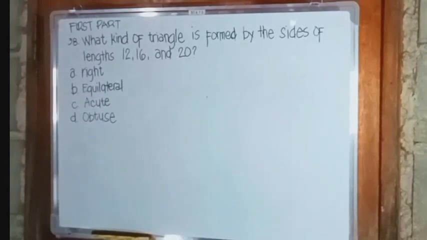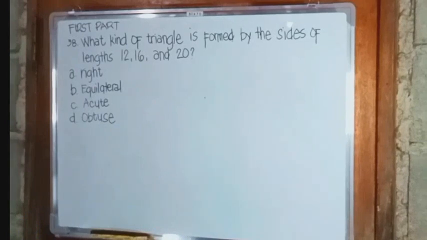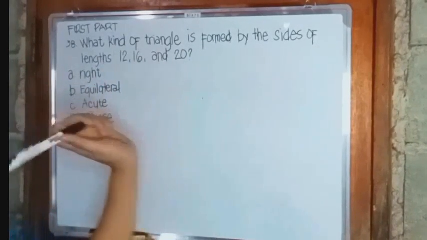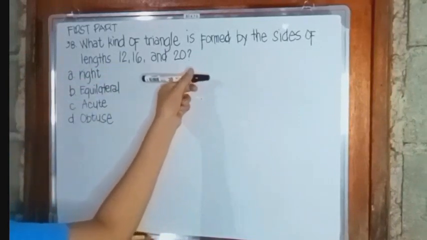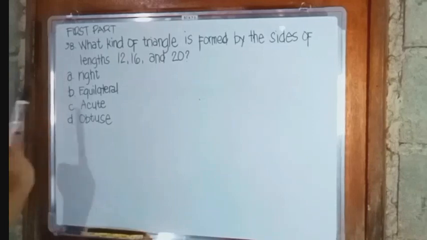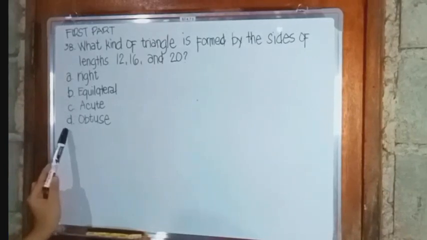Item number 38. What kind of triangle is formed by the sides of lengths 12, 16, and 20? In order to solve this kind of problem, we can use the choices. A, right triangle. B, equilateral triangle. C, acute triangle. D, obtuse angle.